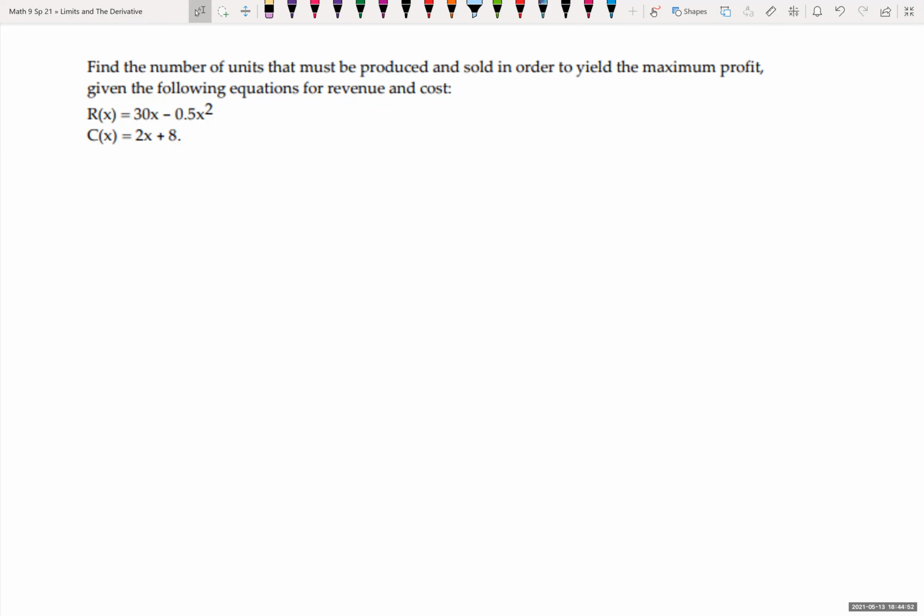So here's a word problem, an application problem using absolute max, absolute min, or local max, local min. The problem says find the number of units that must be produced and sold in order to yield a maximum profit given the following equations for revenue and cost. And so we want to look at what's going to give us the maximum profit. And the profit function is equal to how much money we're bringing in, our revenue, minus how much it's costing to produce our product, which is C of x.